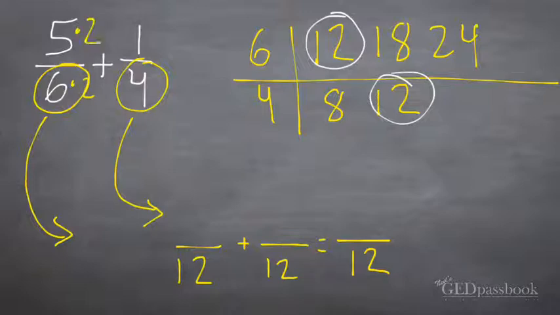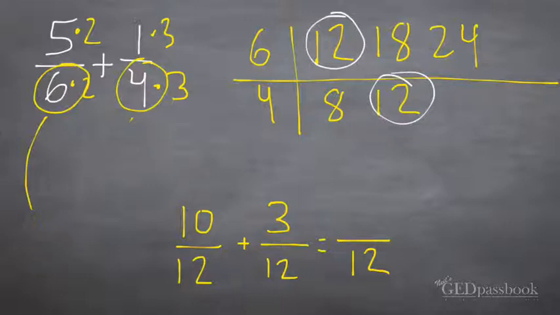So guess what? You have to multiply the 5 by 2. What's 5 times 2? This 4, what did you multiply the 4 by? You multiplied it by 3. So whatever you do to the bottom, you got to do to the top. 1 times 3 is? Those are your new numerators. You just found the new numerators.